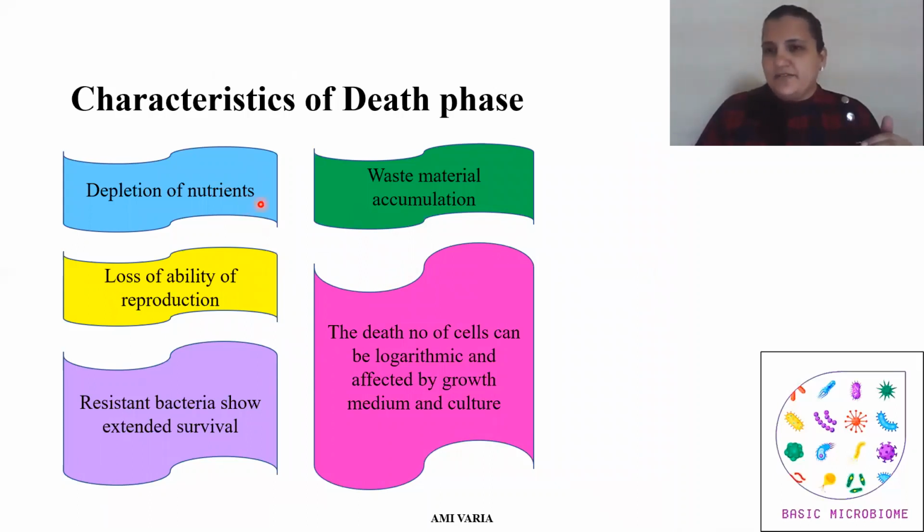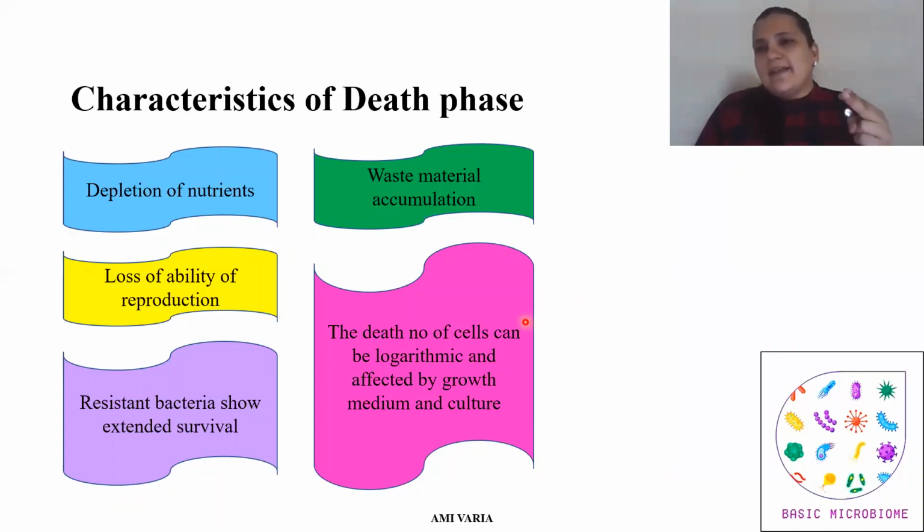First is depletion of the nutrients. Second is waste material accumulation, loss of the ability of reproduction, and resistance of the bacteria that shows extended survival. The death of cells can be logarithmic, and that is affected by the growth medium and culture. The main two parameters that affect the death phase are depletion of the nutrients and, second, an excess amount of toxic waste products.